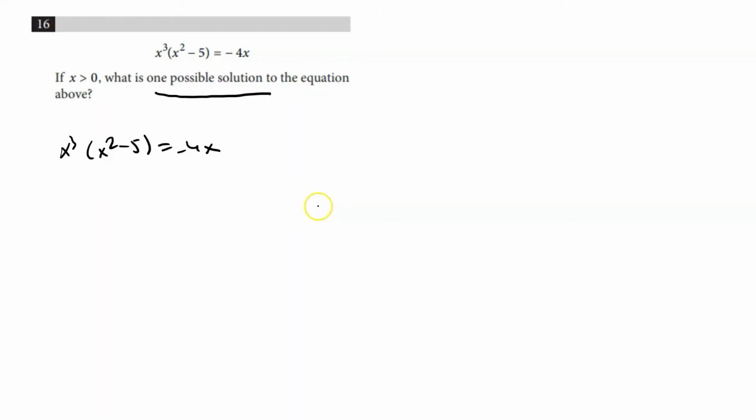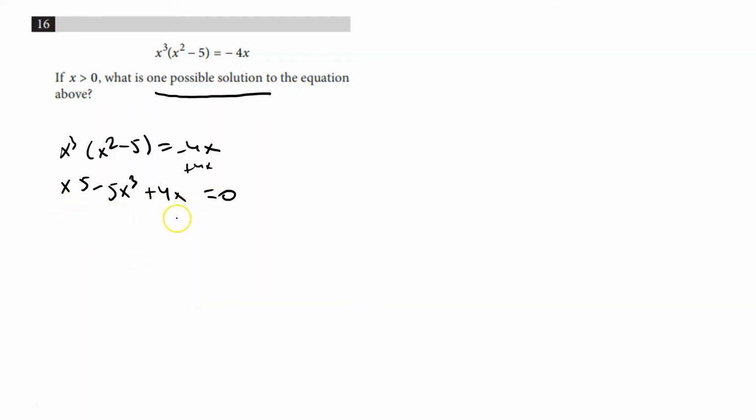Immediately, I personally would expand this because I like dealing with an unfactored form if we're looking for solutions at first. So if I expand this, we have x to the fifth minus 5x cubed. And I also want to take this negative 4x and bring it to the left side so we have all of our x terms on one side of the equation. So plus 4x equals 0. And now we can refactor.